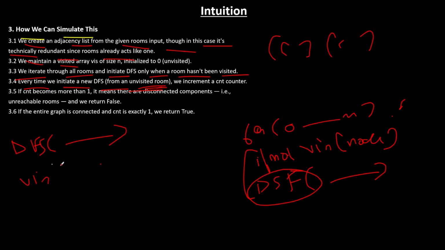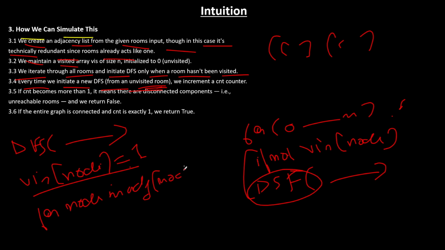What will we do? We will mark this particular node as visited, as one, which is basically true. Then we will go to its adjacency nodes, correct? Then if that node is not visited, we call the DFS again, right? So that it could go in more depth. So that is what is written here.